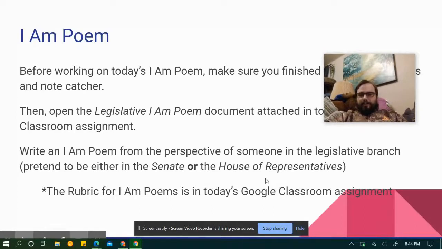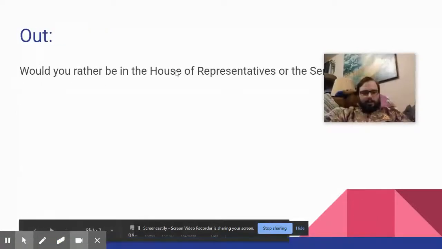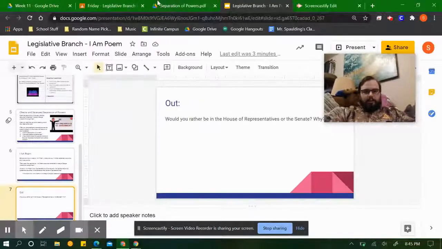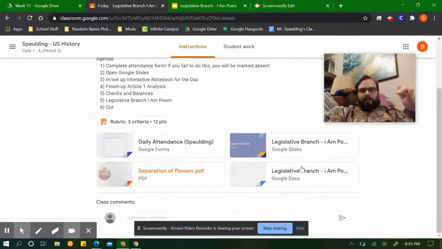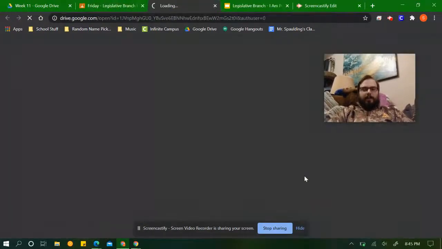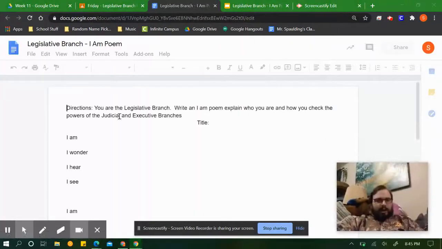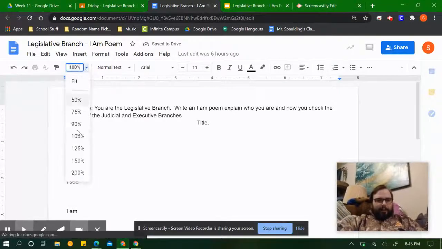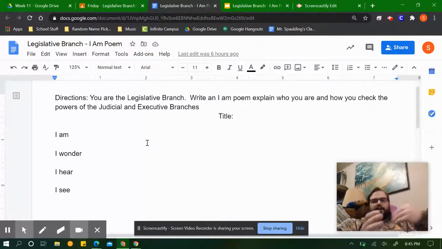Okay, let's go ahead and take a look at that document. Okay, we're going to jump over into Google Classroom again, and it is this document, the Legislative Branch I Am poem. Go ahead and open that up. Move my face out of the way. Okay, once it loads, let's make it a little bigger so it's easier for you guys to see in the video.